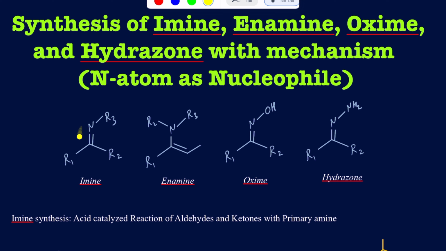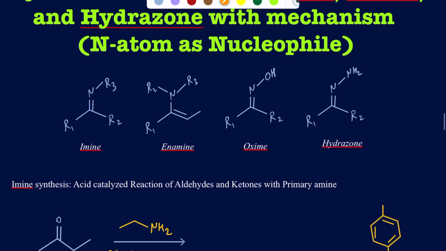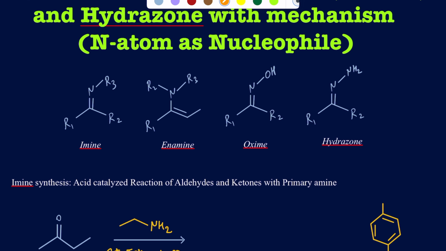So this is what the structure of an imine looks like, where you have a carbon-nitrogen double bond, and typically imines are synthesized when you react an aldehyde or a ketone with a primary amine. At the same time, if you have a secondary amine, then the reaction of an aldehyde or ketone with a secondary amine will make an enamine. To make an oxime, you would need hydroxylamine as your reactant along with an aldehyde or ketone, and to make a hydrazone you will need hydrazine as your reactant along with aldehydes and ketones.